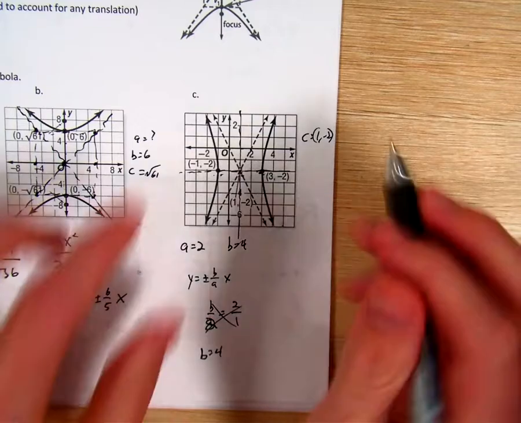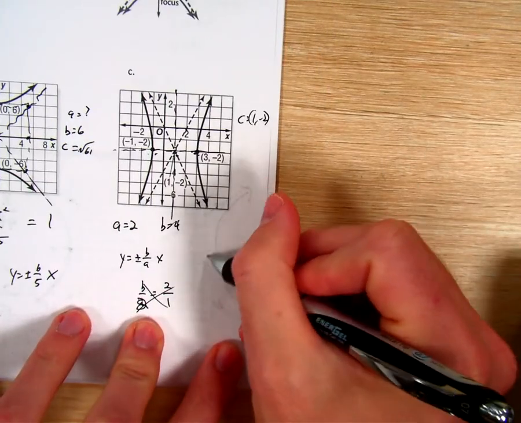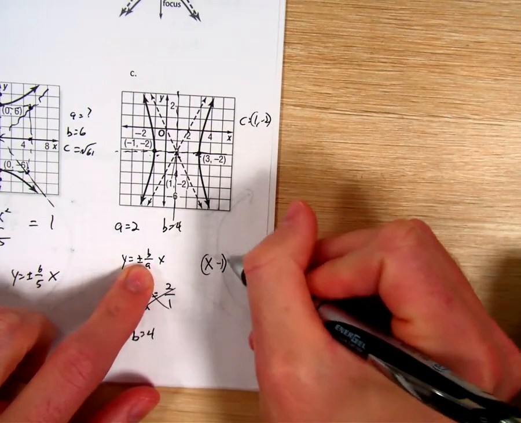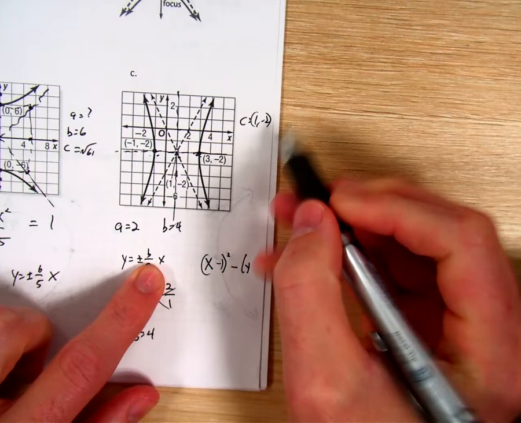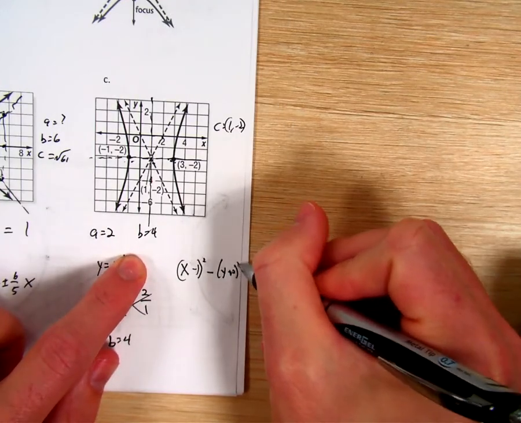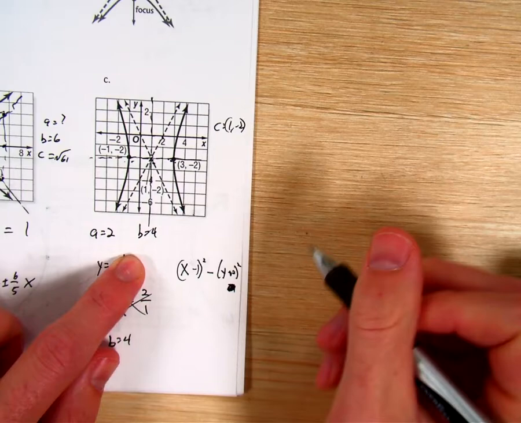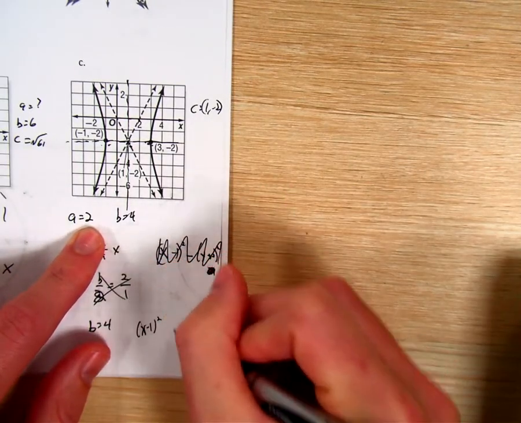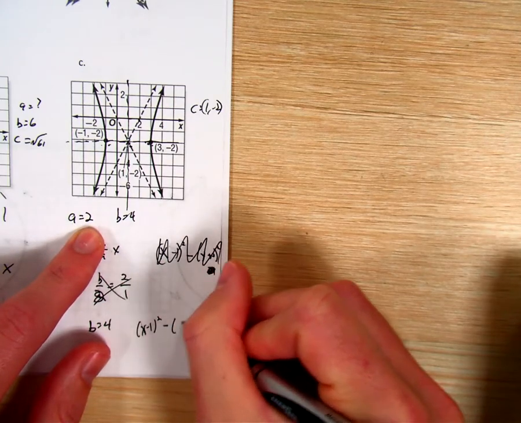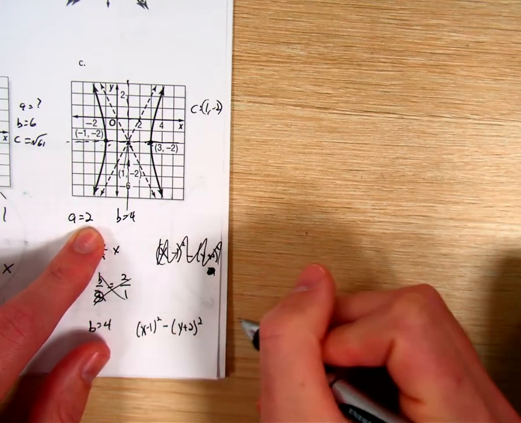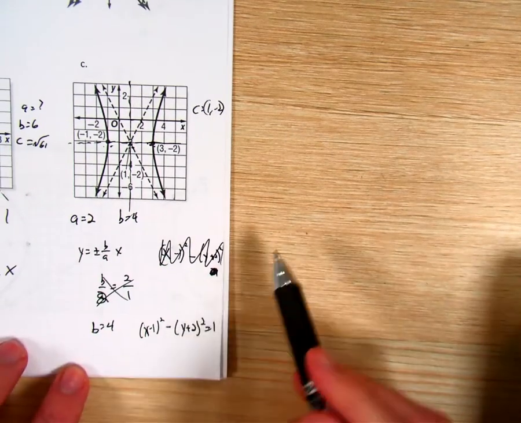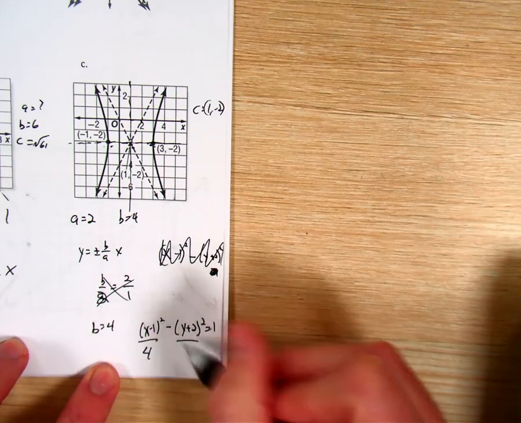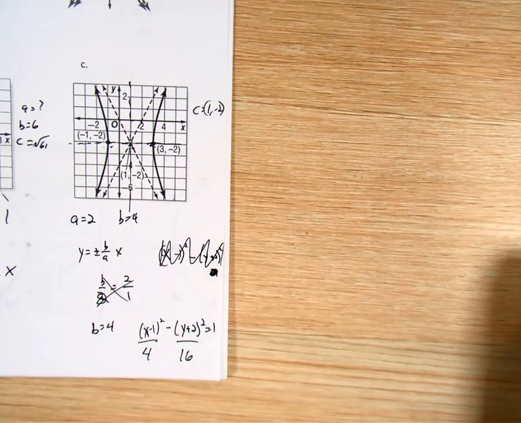Alright? So for our equation, it's opening sideways. We have x, and we're 1 to the right, so x minus 1 squared minus y, 2 down, so plus 2 squared equals 1. Ran out of room. Bad choice. x minus 1 squared minus y plus 2 squared equals 1. My a value is 2, so it's going to be over 4. My b value is 4, so 4 squared is 16.